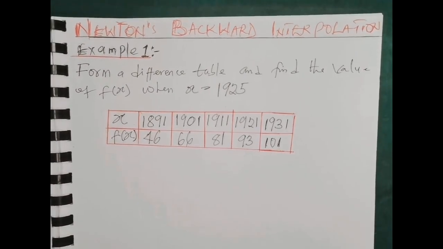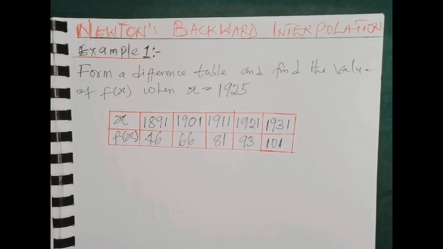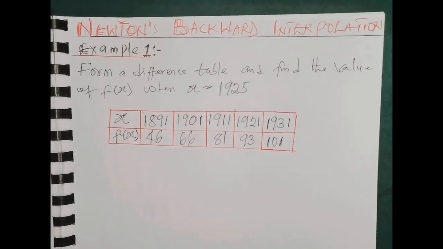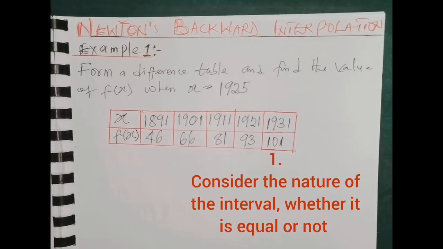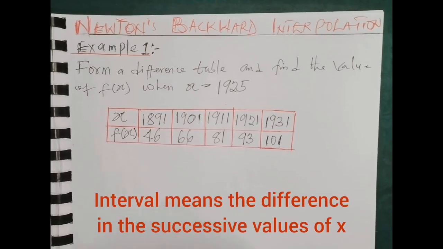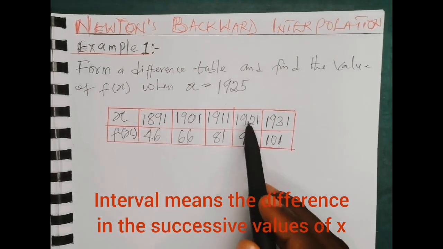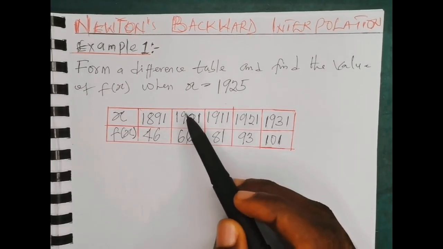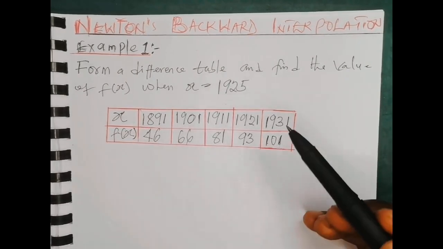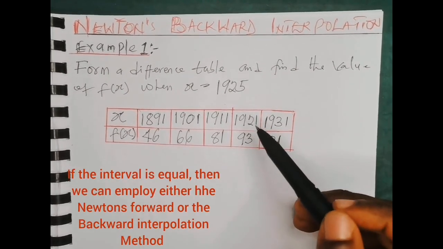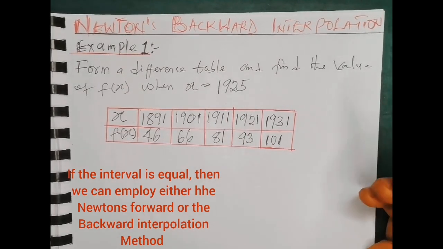Okay, so I said in the first video, in order to know which of the methods to employ, whether backward or forward interpolation method, the first thing you need to do is to consider the consistency of the interval, whether the interval is consistent or not, if it is changing or it is an equal interval. Now, what is interval? Interval simply means the difference in successive values of the argument. So it is always the value ahead minus the value behind. If these differences give us the same result, then it means that the interval is consistent. And if it is consistent, then we can employ either the Newton's forward or backward interpolation method.